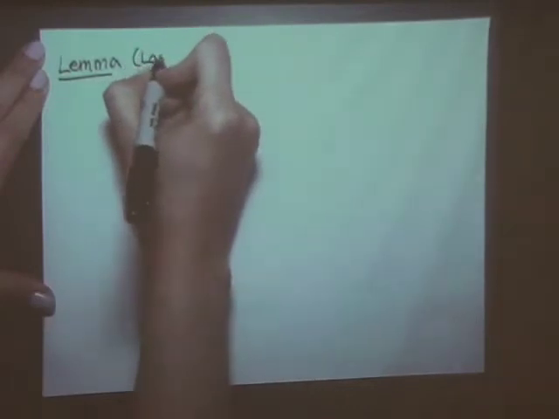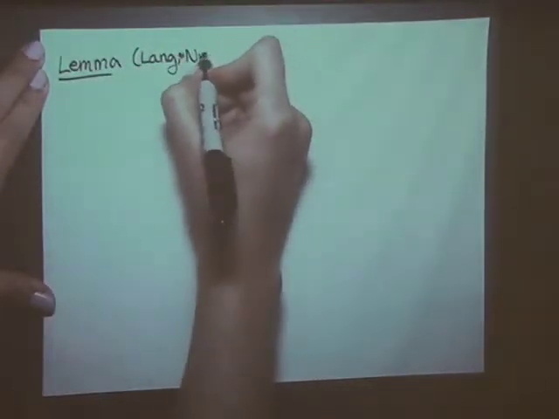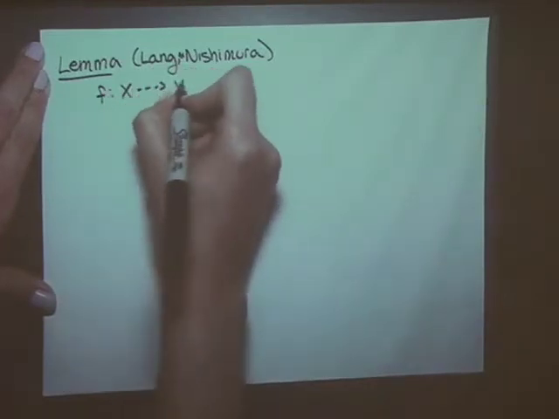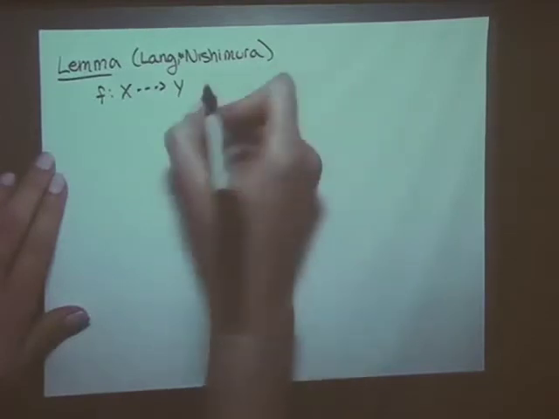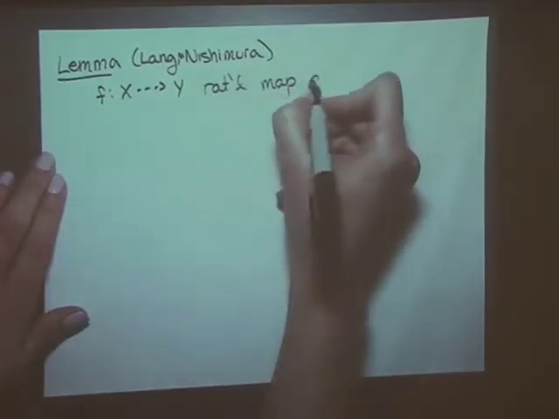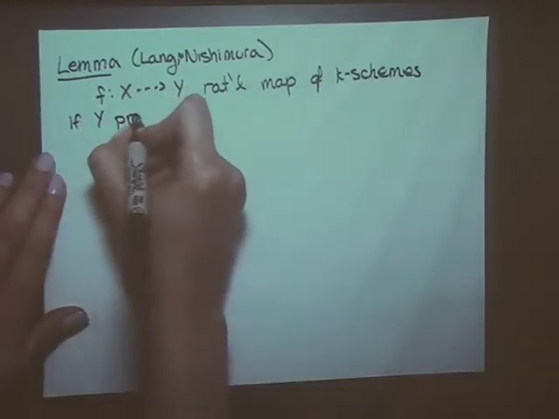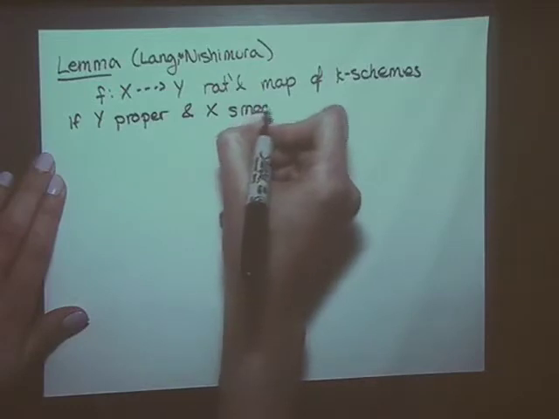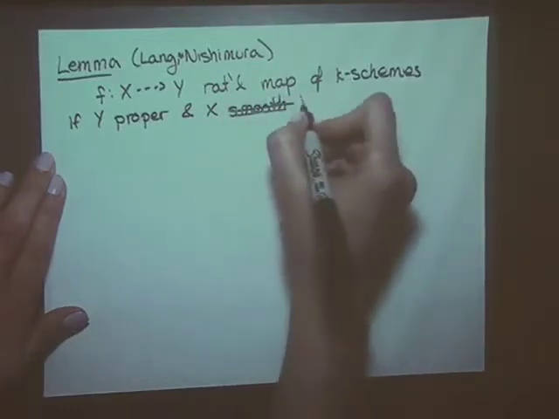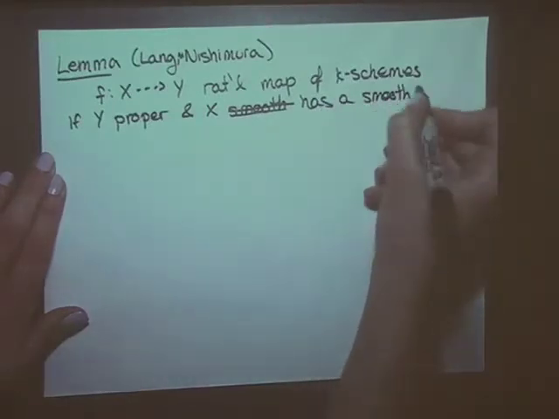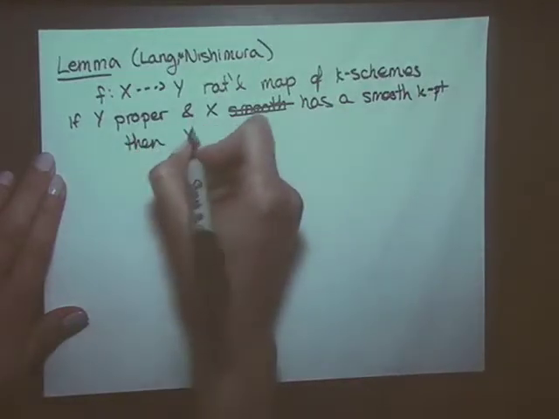Okay, but another thing is, perhaps surprisingly, having a K point is actually a K-birational invariant. So this is the Lang-Nishimura theorem. I guess these are separate papers. Lang-Nishimura: let f from X to Y be a rational map of K-schemes. If Y is proper and X is smooth, and X has a smooth K point, then Y has a K point.